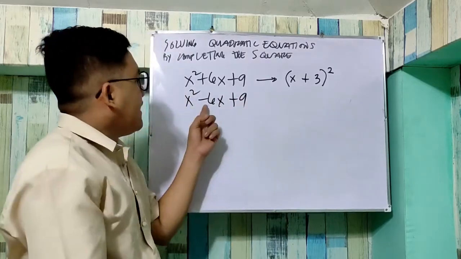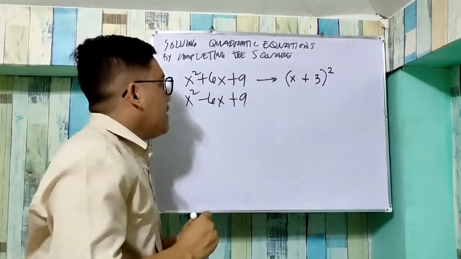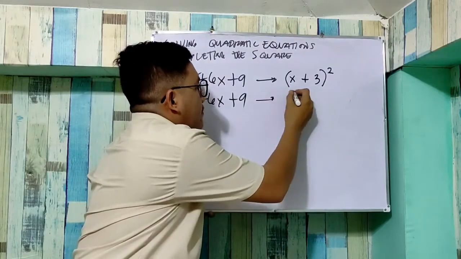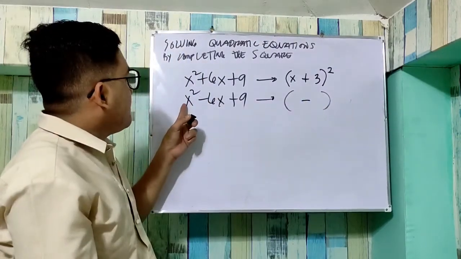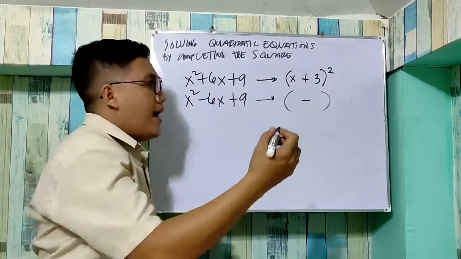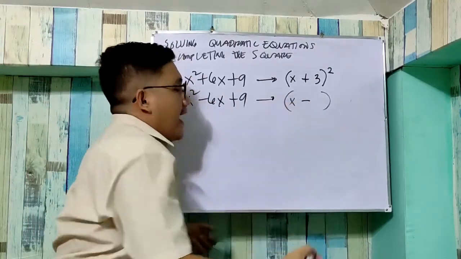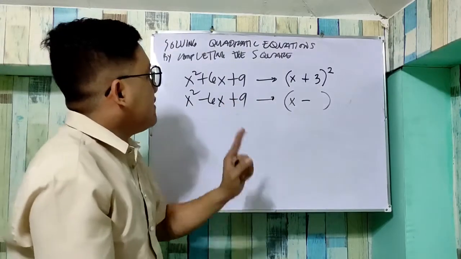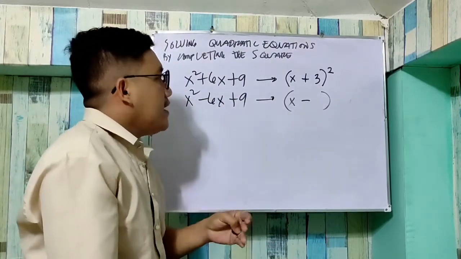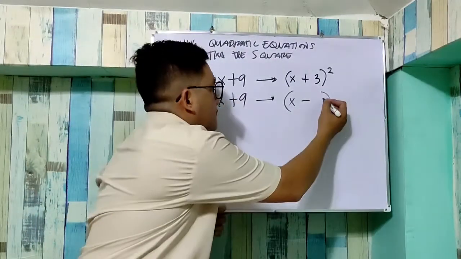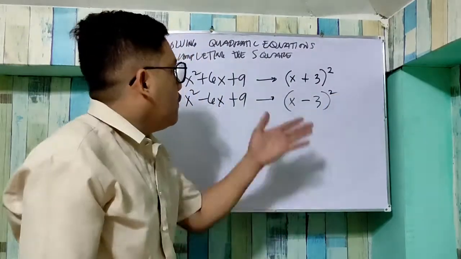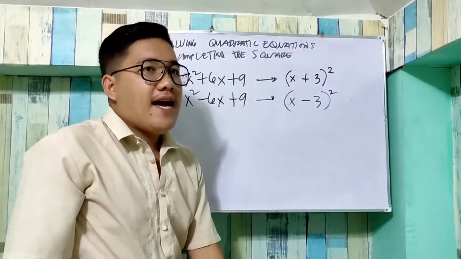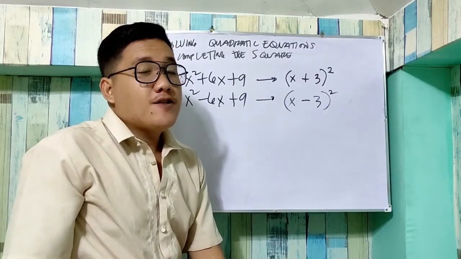Okay. Since negative ang ating middle term, so negative din ang ating factors. So, since this is 1, so 1 or x squared, this is x. So, since this is 9, anong factor ng 9 na pwedeng maging 6? That is 3. Okay. Raised to 2. So, yan po ang dapat nating tandaan dito sa completing the square.